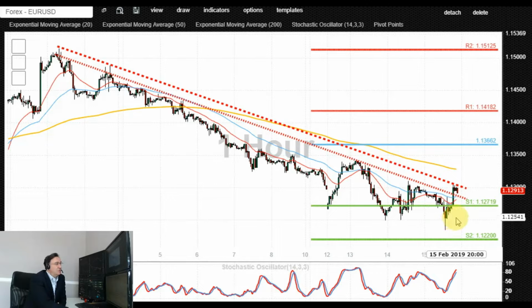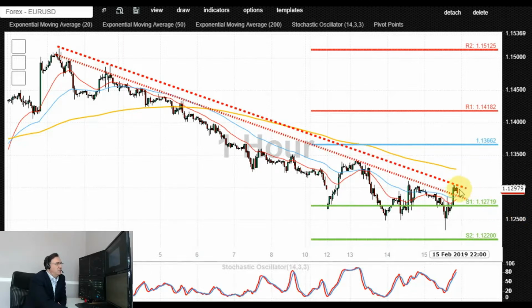Confirmed loss of those two levels would open up the way for the retest of deeper downside support towards 1.1220, 1.12. Confirmed loss of that level could potentially target even 1.1180 to the downside.